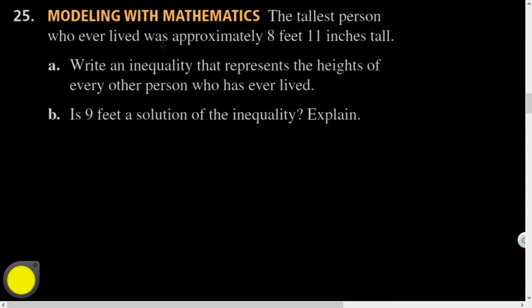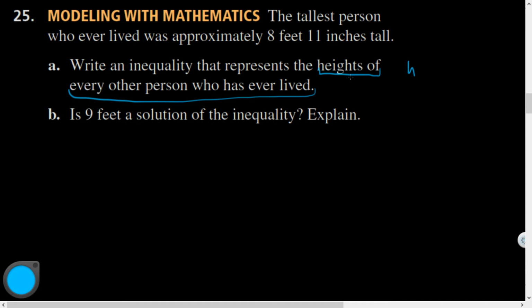The tallest person who ever lived was approximately 8 feet, 11 inches tall. Write an inequality that represents the heights of every other person who has lived. So, the heights of every other person, that's going to be my variable. I'm going to call that h, the heights of other people.